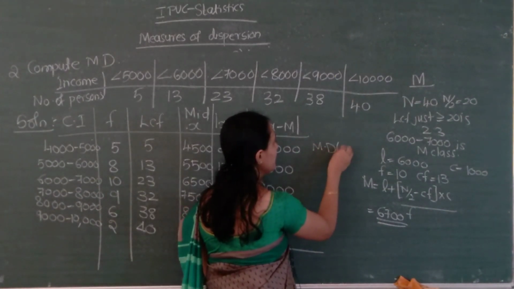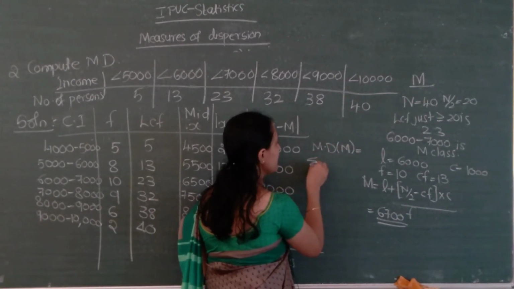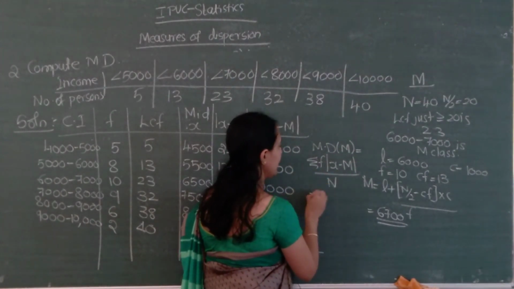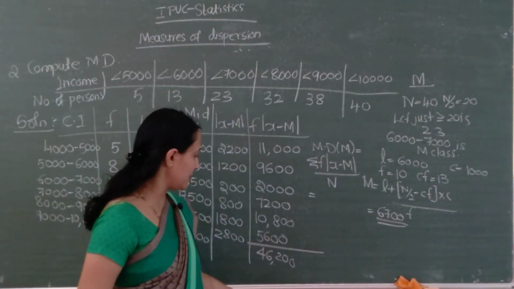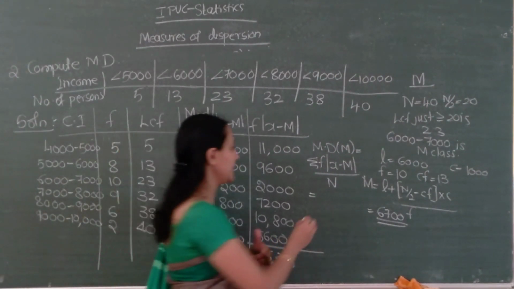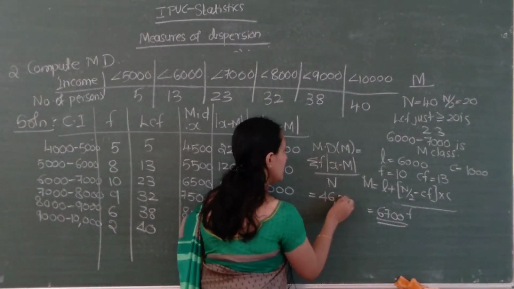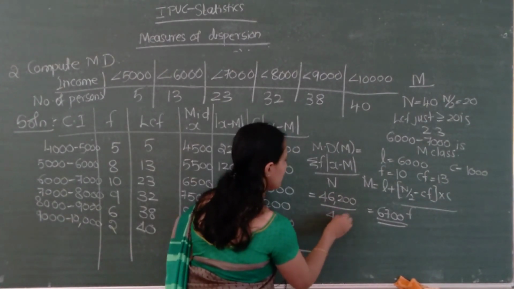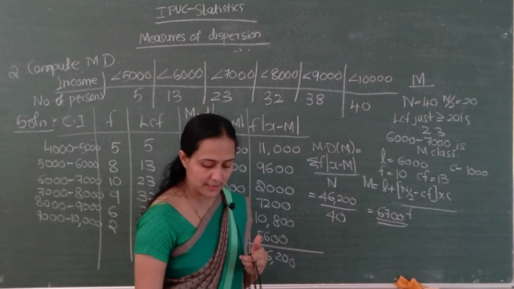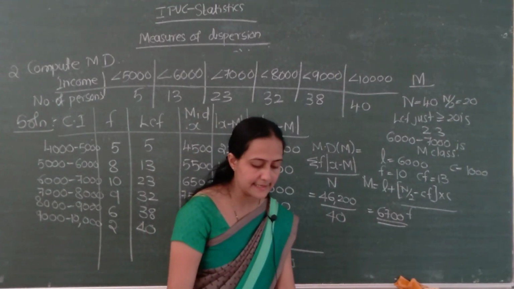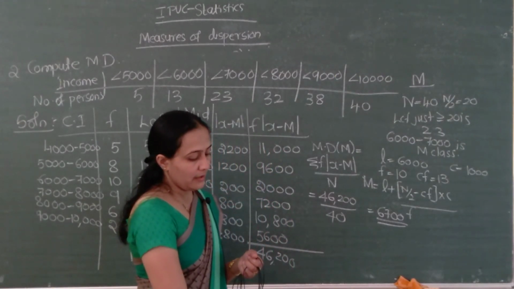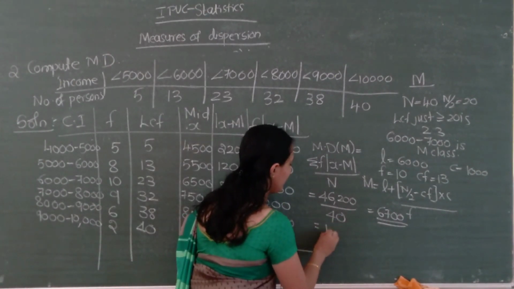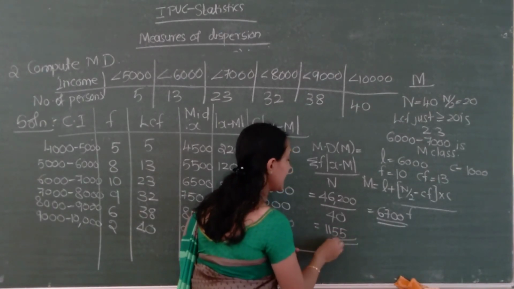Mean deviation from median equals sigma f into mod x minus m divided by capital N. Sigma f into mod x minus m, how much? 46,200. 46,200 divided by capital N. Capital N is 40. Correct? 46,200 divided by 40. Answer is, mean deviation is 1155. 1155. See, that is that much rupees.